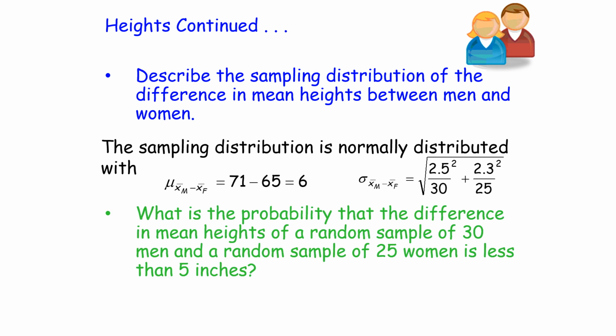So what is the probability that the difference in mean heights of a random sample of 30 men and a random sample of 25 women is less than 5 inches? So if we take a look at that, this is what we're looking for, that left tail. So the probability of our x bar sub m minus our x bar sub f being less than 5 is 0.0614.